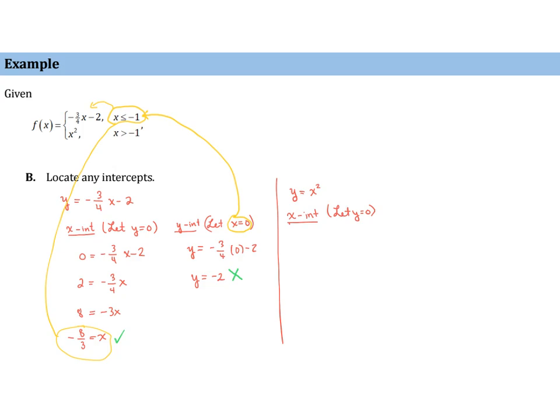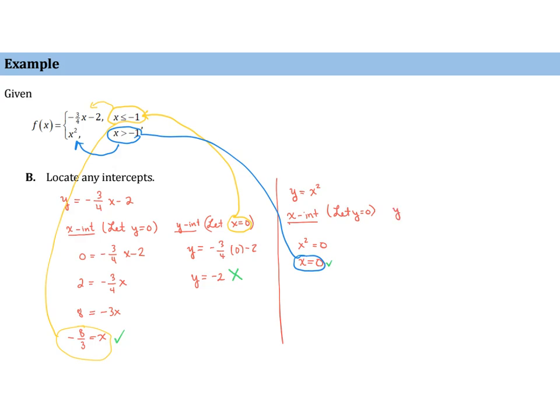So if y is 0, that means that we would have x squared equals 0. That would mean that x equals 0. If x equals 0, which piece do we use? We use the bottom piece. So notice that x equals 0 corresponds to this second piece, which is the one that we just used. So that one is okay.